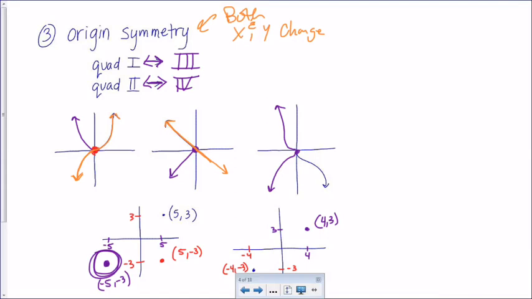I'm going to do another video to explain how to actually do this with algebraic expressions, as opposed to just shapes or general geometric shapes and with just points.